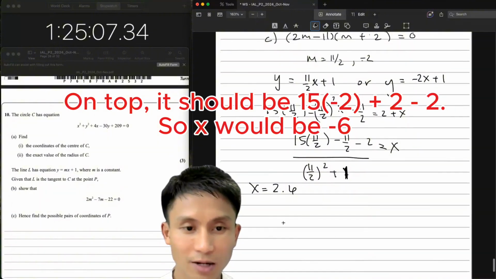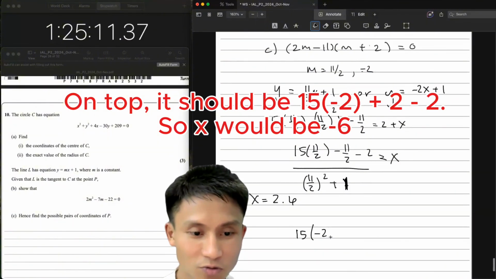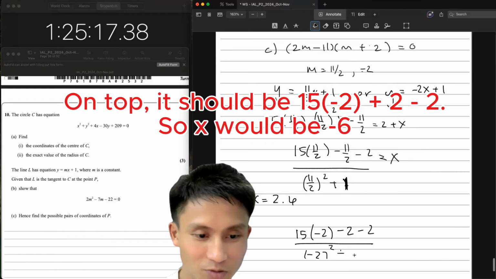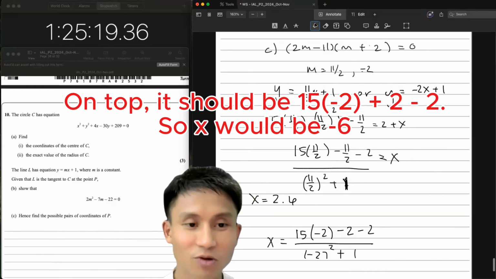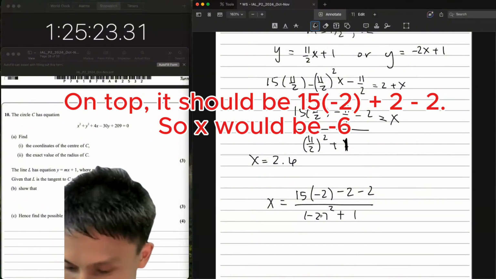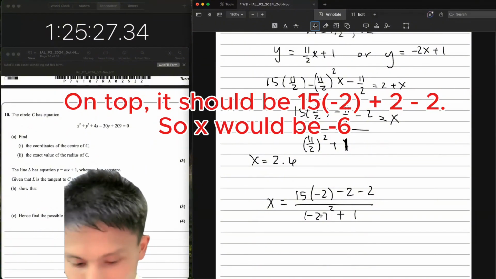And the other one, again, repeat the same process. 15 minus 2 minus 2 again, minus 2 over minus 2 squared plus 1. Because I already rearranged, I'm quite safe doing that. And we're going to just change that to a... Oh, no, hang on.